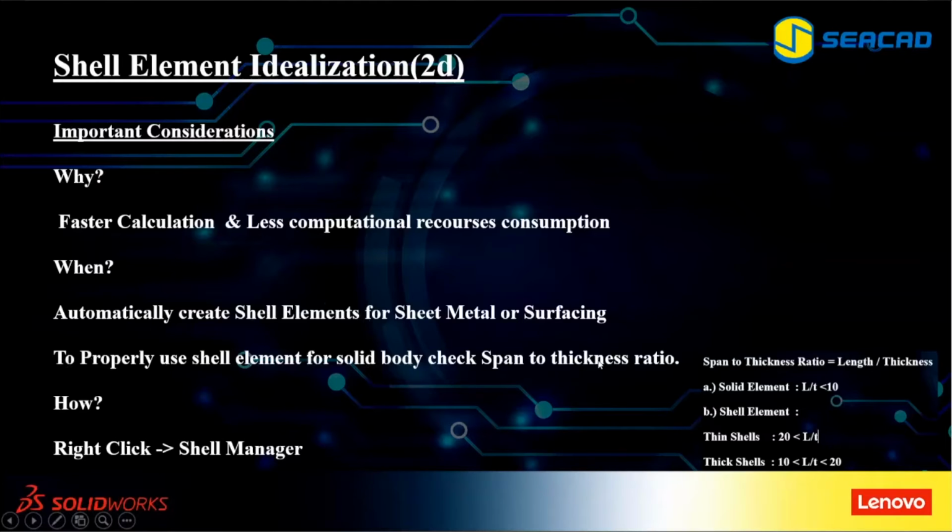One more thing: to properly use the shell element for a solid body, we need to check the thickness ratio. What is the thickness ratio? If you see here, span to thickness ratio. The thickness ratio is the length over the thickness. If the length over the thickness is less than 10, then it will be good to use the solid element.